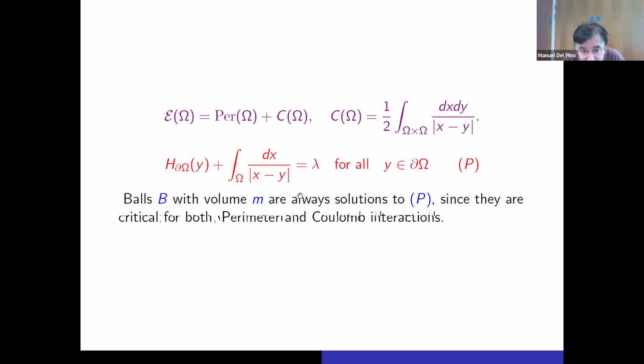However, as critical points of each of the components, balls have a very different nature. It turns out that balls minimize perimeter with prescribed volume. However, they turn out to maximize the Coulombian interactions. So if you put a ball here, you have the highest possible interaction among regions with given volume M.